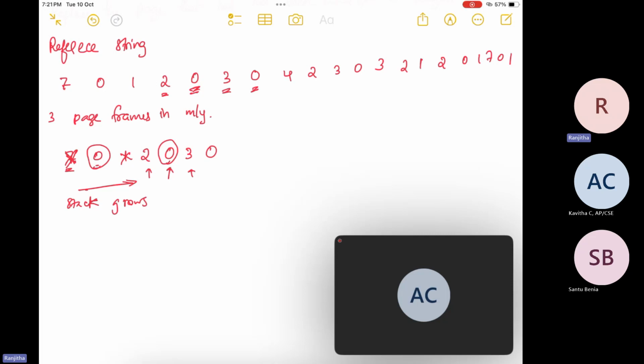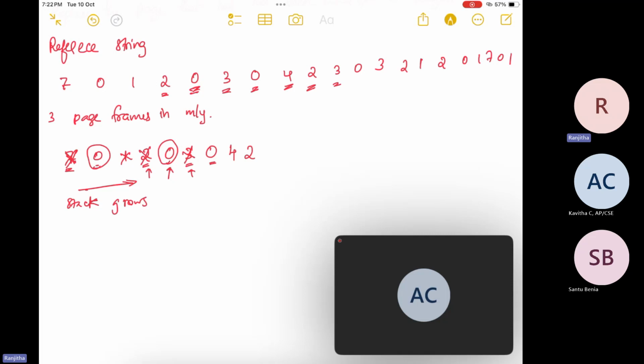When you see this, 0 is the most recent, 3 is the second most recent, and 2 is the oldest one. Now when 4 comes, we go for page replacement because 4 is not there and it's a page fault. So we bring in 4. Now 2 comes. We have 3, 0 and 4, and 2 is not there. So it's a page fault. Replace 3 and bring in 2.